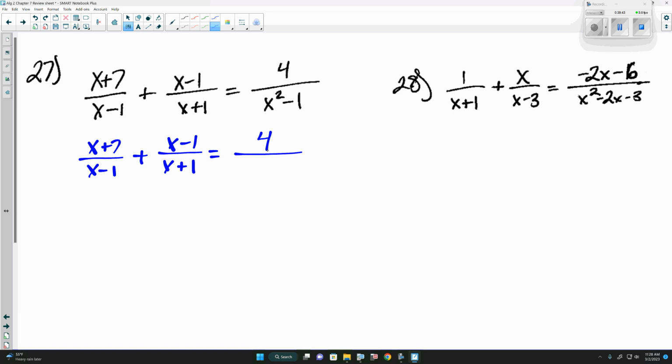Because with any of these here, with solving, we want to factor the denominators.